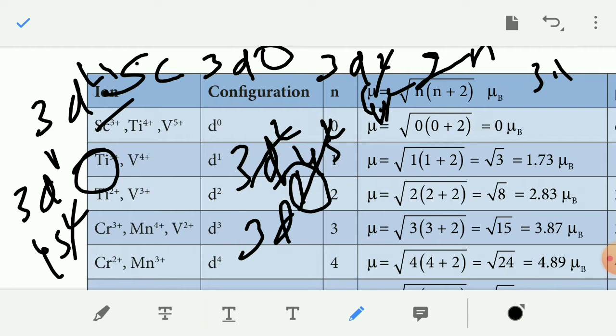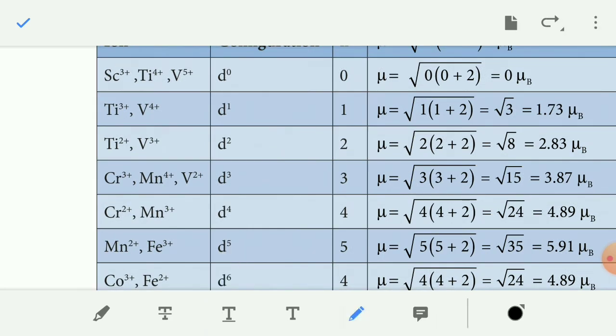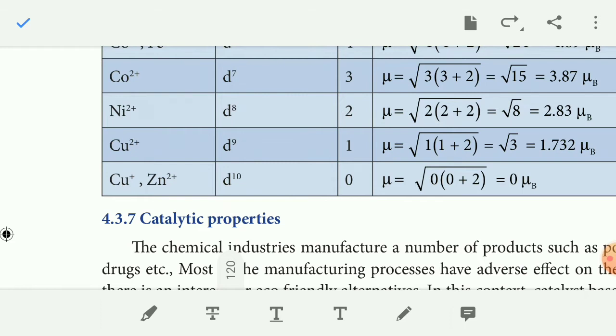Okay, so scandium 3 plus, zinc 2 plus and copper plus. Scandium is 3d1 4s2, chromium is 3d5 4s1, and copper is 3d10 4s1. I repeat once again: scandium 3 plus, zinc 2 plus, then copper plus. For these three, the magnetic moment is 0, because these ions do not contain any unpaired electron.